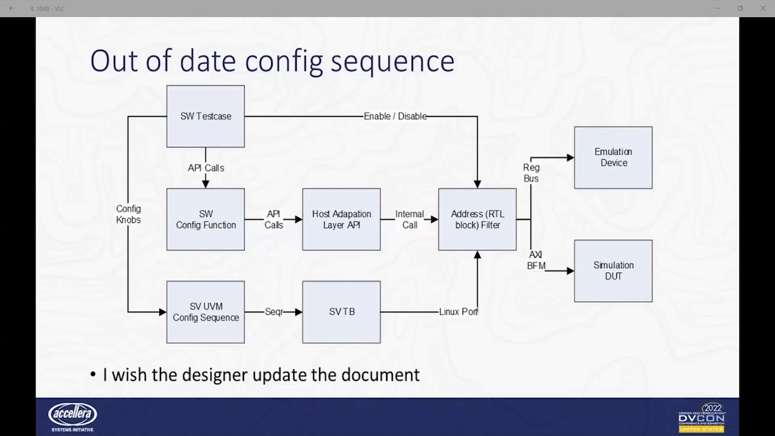We cannot rely on comparing the software log with the simulation log to catch mismatches in the configuration sequence, as the register access in the test bench is very different from the register access in the software. We have developed a way to run a section of the UVM config sequence from the test bench in lieu of the software config function in the emulation box, and vice versa. We can run a section of the software code in the test bench.